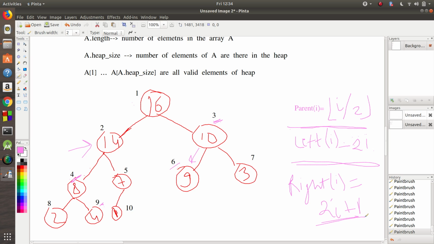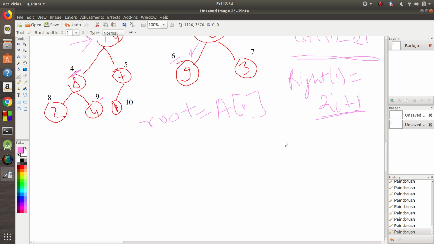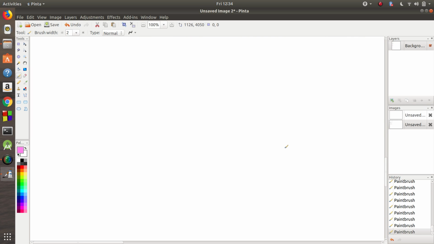Okay, so there is something called the root of the heap. So root is equal to A of 1. So this is the root. Okay, so that's great. So as we discussed in the previous video, there are two kinds of heaps. One is max heap and one is min heap.